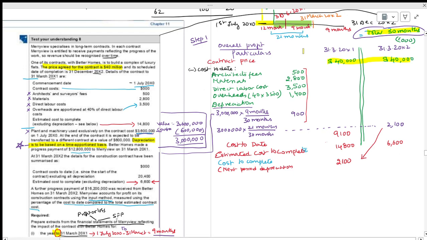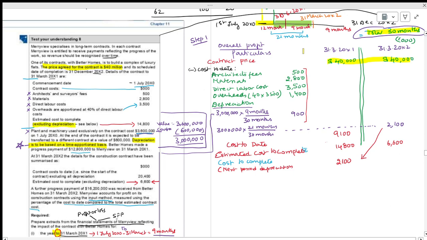to date. Cost to date we have done architect, materials, all those things. Fine. Depreciation also we have taken for 9 months. Okay. Estimated cost to complete also we have taken 14,800. Here we see what they have mentioned. Estimated cost to complete excluding depreciation.